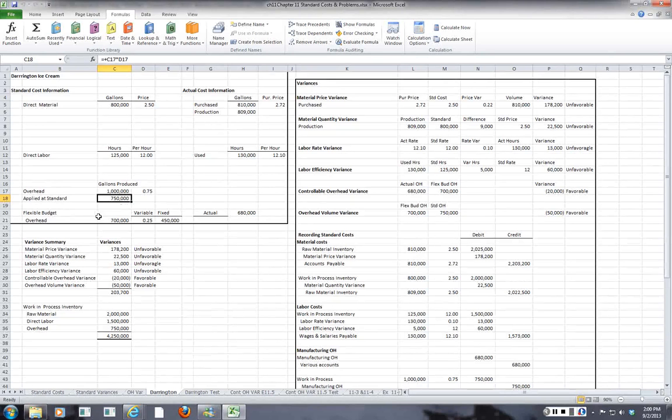And so that's applied at standard of $750,000. The flexible budget overhead is $700,000, and to get that is a combination of $450,000 of fixed plus 25 cents for each one of those times a million gallons to come up with this $700,000 of flexible budget overhead. The actual overhead is $680,000. Now what we're going to do is come up with the variances here first.